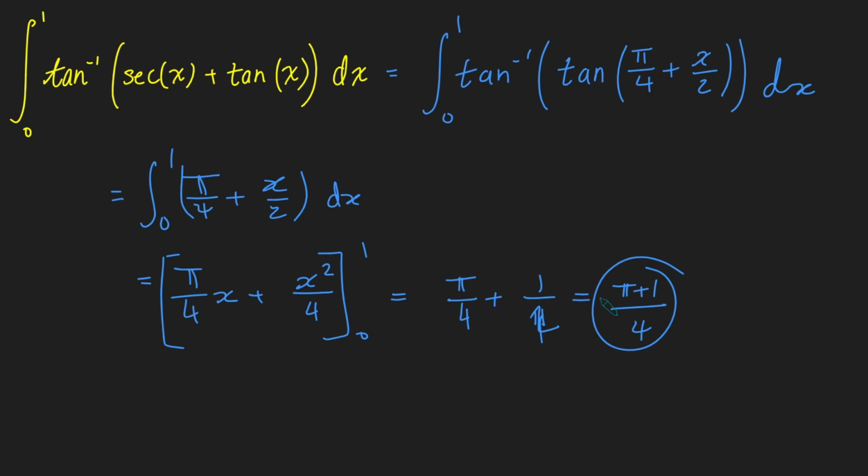So the integral from 0 to 1 of inverse tan of sec x plus tan x dx is just pi plus 1 over 4, using this very nice trick of writing the sec x plus tan x as tan of pi over 4 plus x over 2.